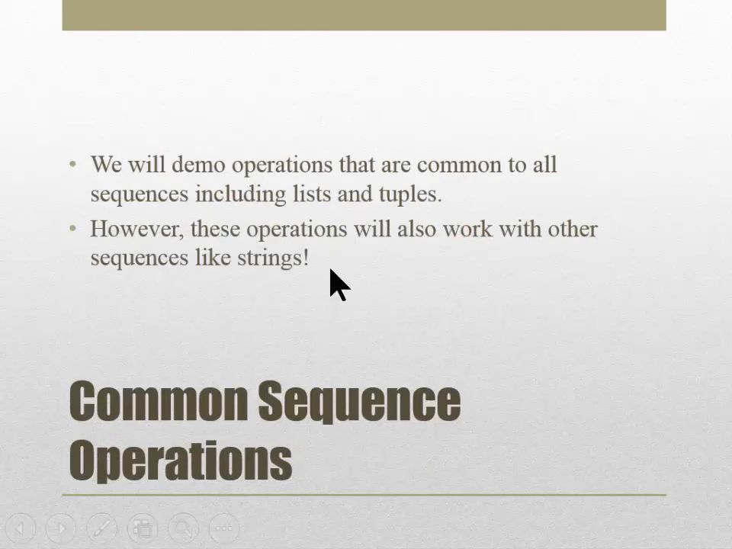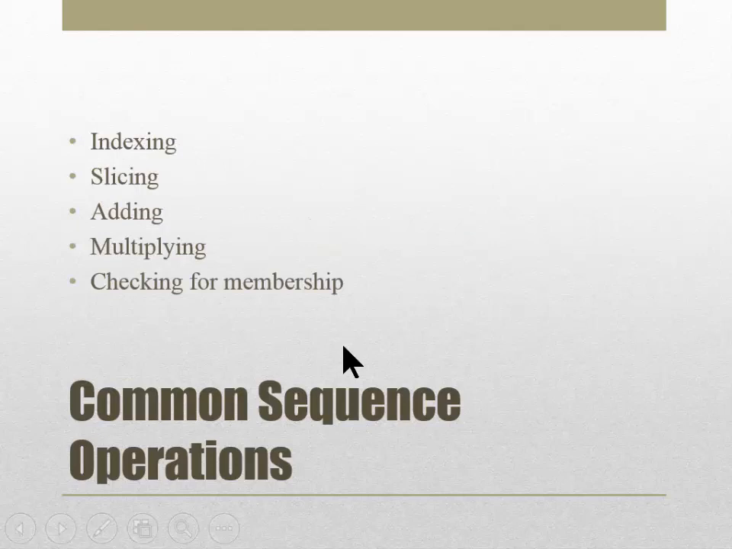Some common sequence operations: here we're going to demo some operations that are common to all sequences, including lists and tuples. We're going to show it with lists and tuples, but they also work with strings. So you can actually get the index, for example, of which character you want in a string, which is going to be useful. Common sequence operations are indexing, slicing, adding, multiplying, and checking for membership. We'll go over each one of these one by one.